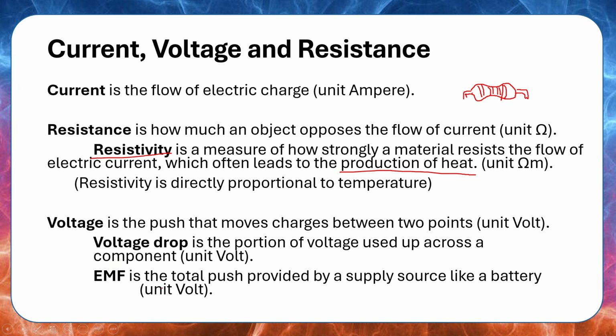EMF is the total push provided by the supply source. So this is the voltage found in the supply source. Make sure that you remember EMF is the voltage that is responsible for pushing the electric current from the supply source. Most of the time, because we're using a battery or dry cells in our circuits, it's from the battery. That's the EMF.